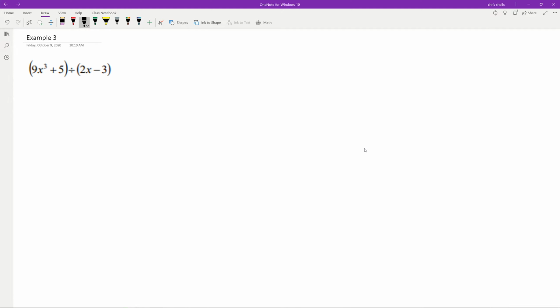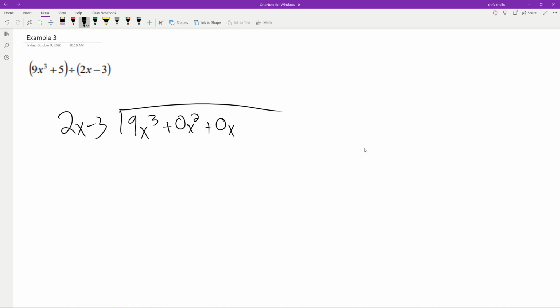This is another really good example. 9x cubed plus 5 divided by 2x minus 3. Notice I'm missing a quadratic term and a linear term, so I need to have placeholders for both of those. 2x goes into 9x cubed. Let's see, 4.5x squared times.